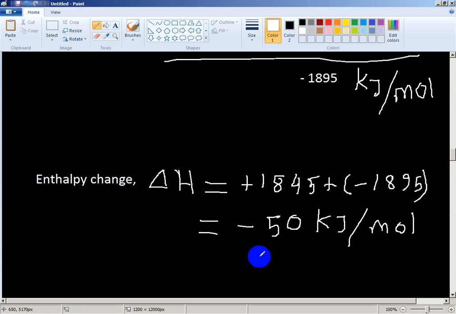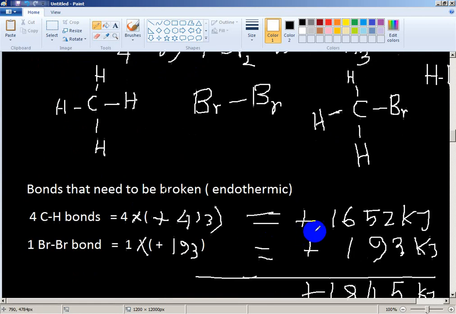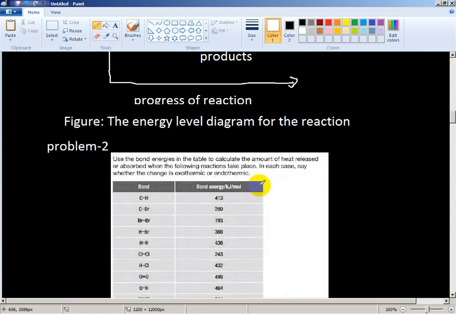Okay, we have found the enthalpy change. The enthalpy change is minus 50 kilojoules per mole. Have you understood? Minus 50 kilojoules per mole. Now next topic: say whether the change is exothermic or endothermic.